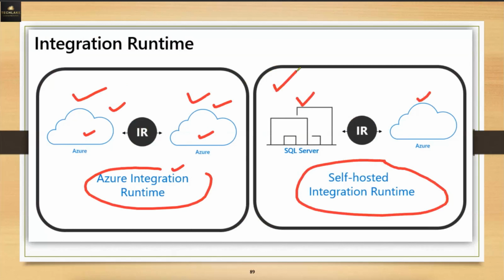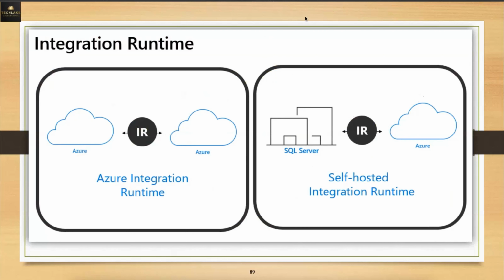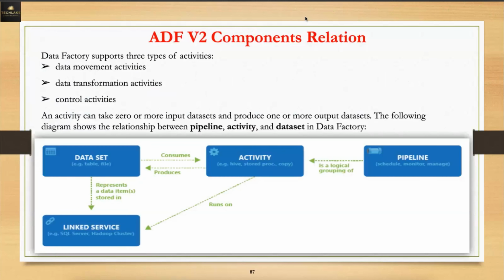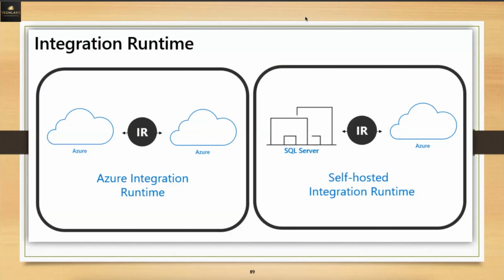If source is cloud and target is also cloud, then the default integration runtime is Azure integration runtime. So this is about integration runtime types. When we are migrating data from on-premises to cloud, definitely we can use a self-hosted integration runtime, if the source is on-premises or a private network and the target is Azure. If the source is Azure and the target is also Azure, then Azure integration runtime.